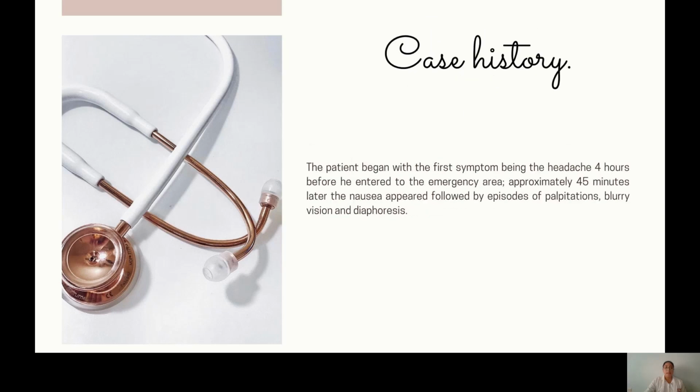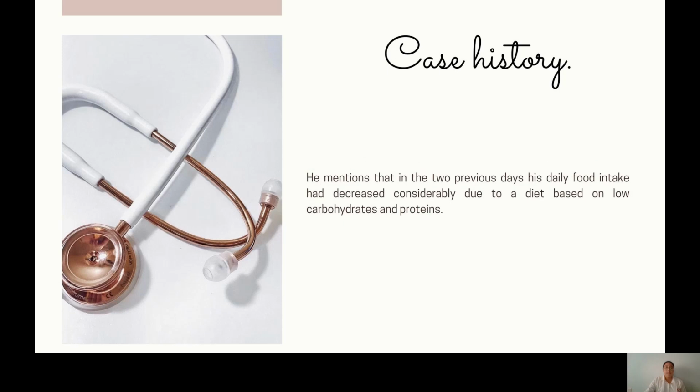Case history. The patient began with the headache 4 hours before he entered the emergency area. Approximately 45 minutes later, the nausea appeared, followed by episodes of palpitation, blurry vision, and diaphoresis. He mentions that in the 2 previous days, his daily food intake had decreased considerably due to a diet based on low carbohydrates and proteins. He was questioned about previously diagnosed comorbidities, which were denied. His wife mentioned that the patient has had nocturia for 3 months.